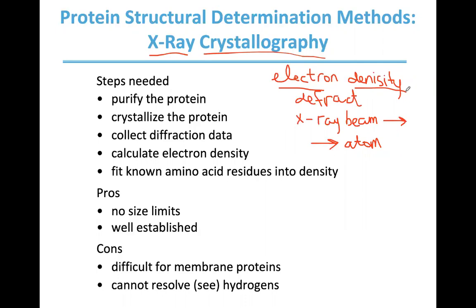So most atoms will have S electrons, P electrons, inner shells, outer shells, and so on and so forth. Hydrogens don't, right? So the problem with X-ray is that it will give you the skeleton, the bones, but it will not give you the decoration.